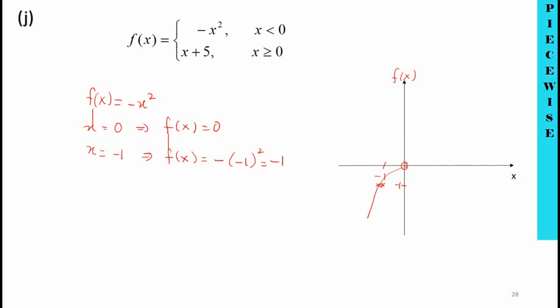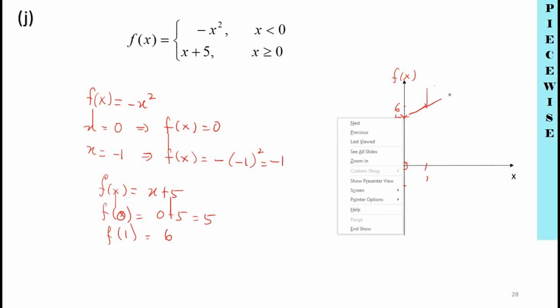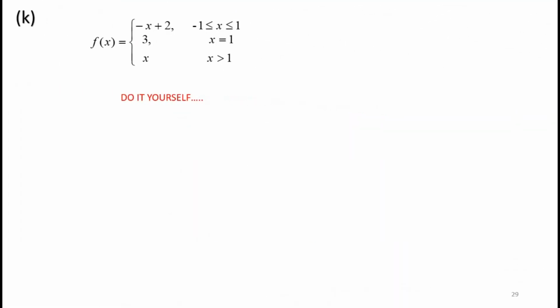And then for the other one, x plus 5. When x is equal to 0, f(0) is equal to 0 plus 5, which is equal to 5. So (0, 5), and we have 5 here. This is a linear function, and for a linear function you just need two points, so you can substitute any value of x. Let's say you find f(1). f(1) is equal to 6. So let's say this is 1, and you have 6 over here. So this is the first point and the next one. You can just connect the two points. Is that clear? Okay. So for k, you can do it on your own.